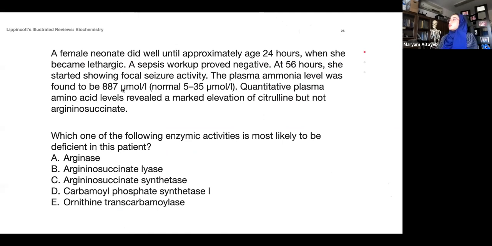So a female neonate did well until approximately 24 hours when she became lethargic. A sepsis workup was negative, so there was no bacteria in her blood. At 56 hours, she started showing focal seizure activity, so that tells you there's problems with the brain. Plasma ammonia level was found to be 887 micromoles per liter, which is very elevated, so very high ammonia levels. And quantitative plasma amino acid levels revealed a marked elevation of citrulline, but not argininosuccinate. Okay, so what do you guys think the deficiency is in?